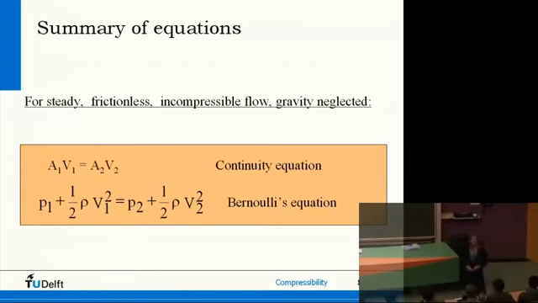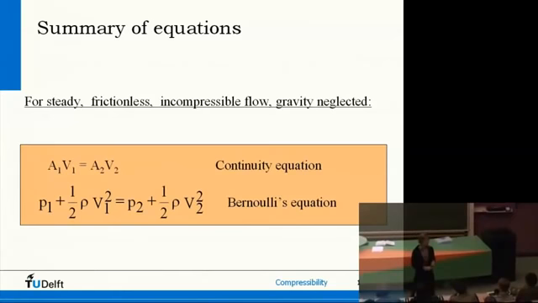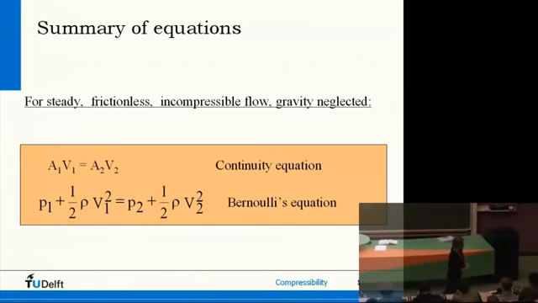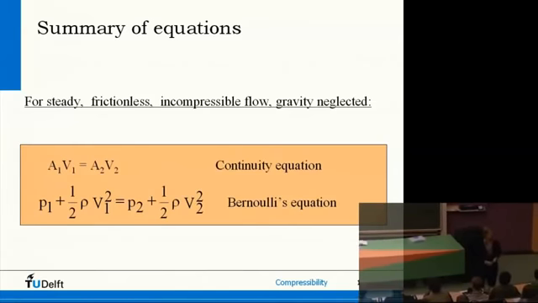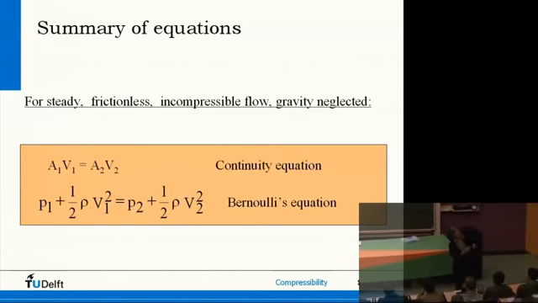And please be aware of the limitations, of course. We needed to make a few assumptions to be able to derive this. Steady flow, we neglected friction, and we neglected gravity in the derivation of Bernoulli, right? And of course, incompressible flow, because otherwise we would have the rho on both sides of the continuity equation. So rho AV is constant, and then rho 1 A1 V1 is rho 2 A2 V2.